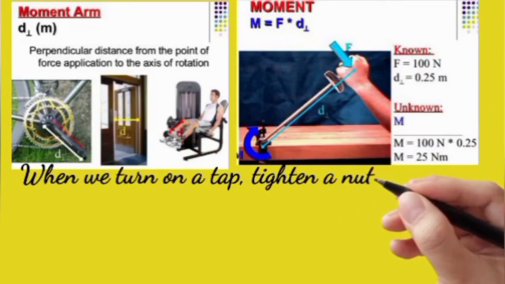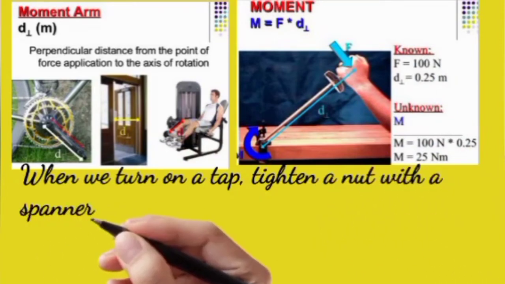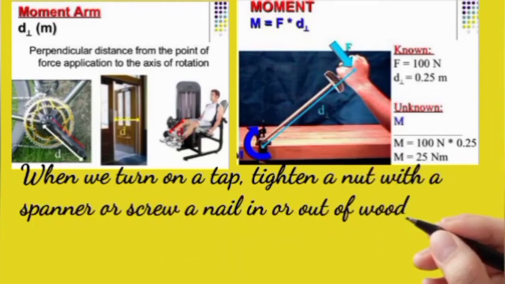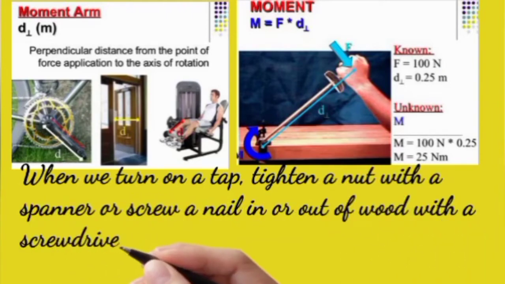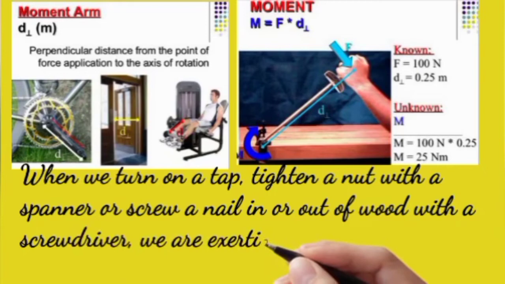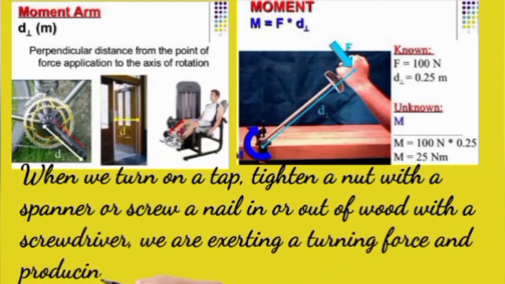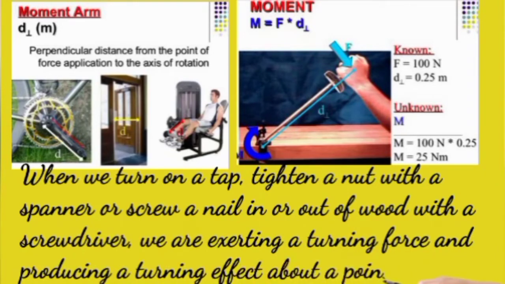For instance, when we turn on a tap, tighten a nut with a spanner or a screwdriver, or we screw a nail in or out of wood with a screwdriver, we are exerting a turning force and producing a turning effect about a point or along its axis.